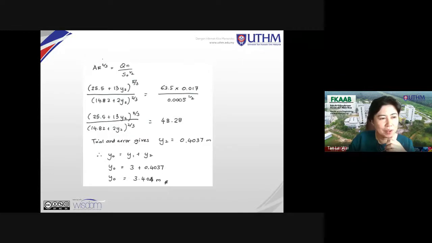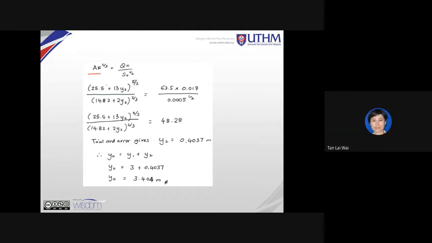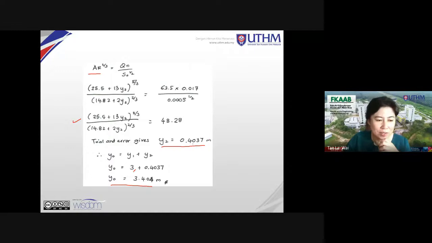This is the Manning roughness flow equation. I rearrange this in terms of the section factor. If you look here, I substitute my flow area and wetted parameter. This is not straightforward, so you have to use the trial and error method, either using your calculator or manually, to solve for Y2. Trial and error gives Y2 equals 0.4037. Therefore, the depth of uniform flow is 3.404, which is Y1 plus Y2. Y1 is 3 meters, which is provided.